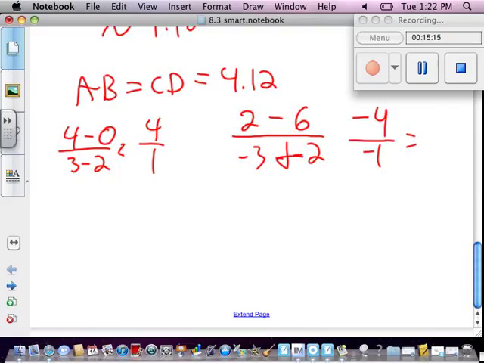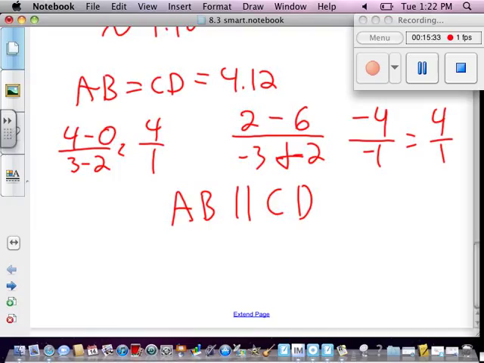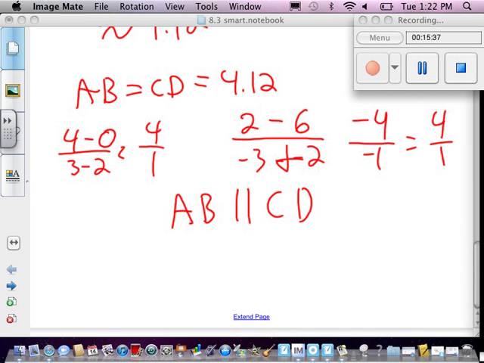Negative 3 plus a 2 is a negative 1. So we get 4 over 1. So we know that AB is parallel to CD. Okay? If it is both congruent and parallel, it must be a parallelogram. Which makes me again wonder what we did wrong in method 1.